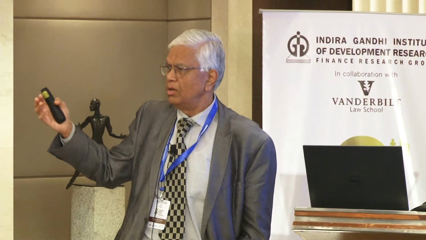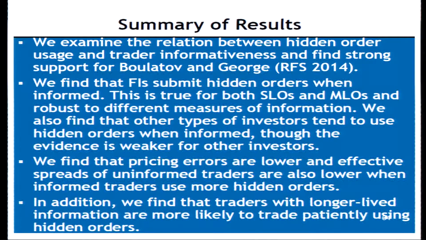Now, this is exactly what Bulatov and George's model would predict. In addition, we find that traders with longer-lived information are more likely to trade patiently using hidden orders. We find that financial institutions submit hidden orders when informed very clearly, very strongly. This is true for both standing limit orders and marketable limit orders, and robust to different measures of information. The other types of investors also tend to use more hidden orders when informed, though the evidence is weaker for the other investors.